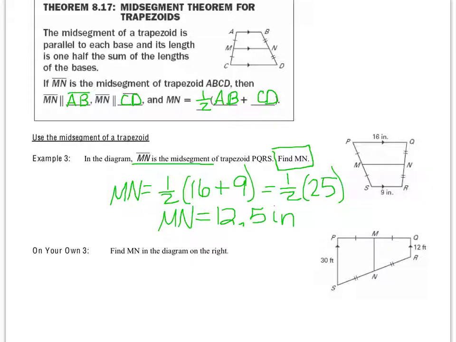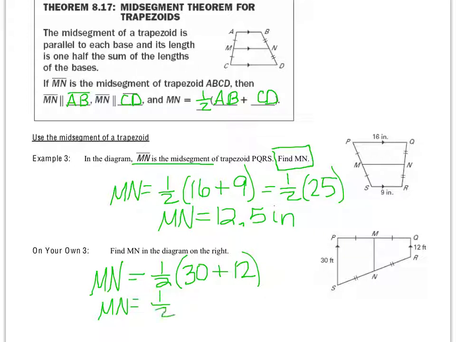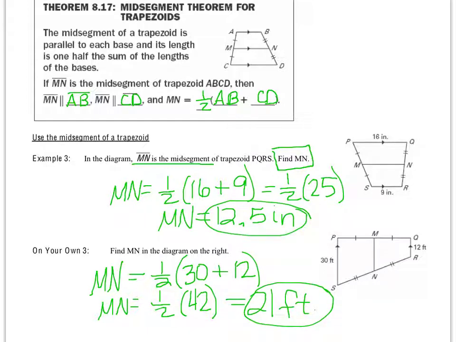On your own 3 says find MN in the diagram at the right. So here I know MN is still my mid-segment, and it's going to equal 1/2 times the sum of my bases. So 1/2 times 30 plus 12. So MN equals 1/2 of 42, which equals 21, and that would be feet. So there's my answer for both of those. So the mid-segment's pretty easy. You just do 1/2 of the top plus the bottom.